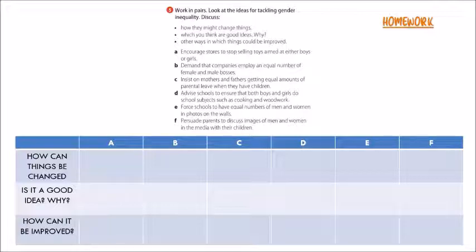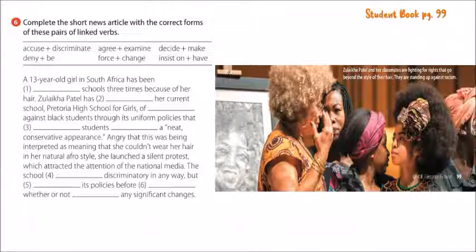Good. Now, the last activity that we do in our student book is exercise number 6. And it says to complete the short news article with the correct forms of these pairs of linked verbs. So we have accuse and discriminate, deny and be, agree and examine, force and change, decide and make, insist on and have.